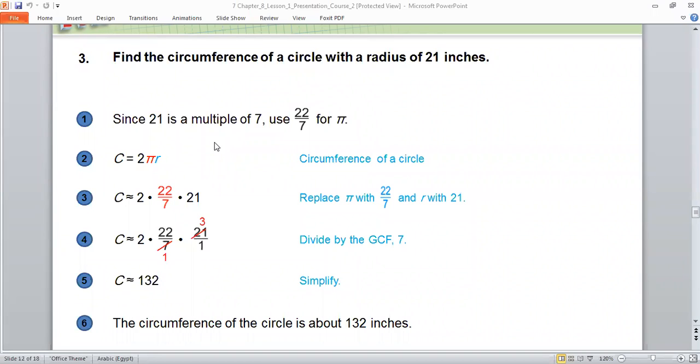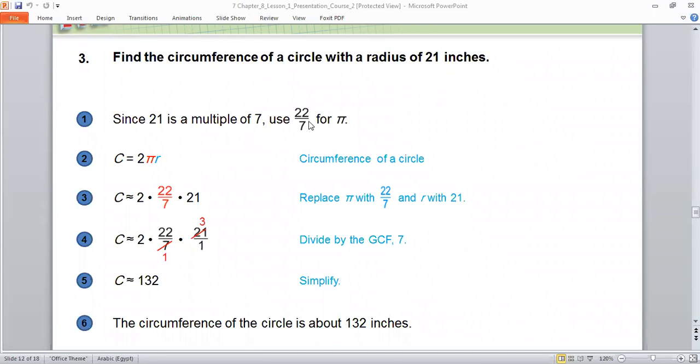Again, Turki, what will we do? He said the radius of the circle is 21 inches. What will we do in this case? We said that if the radius is equal to 21 inches, this number is a multiple of 7. So I will use π equal to 22 over 7.